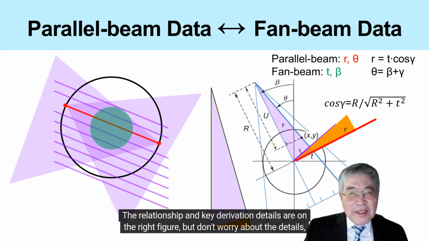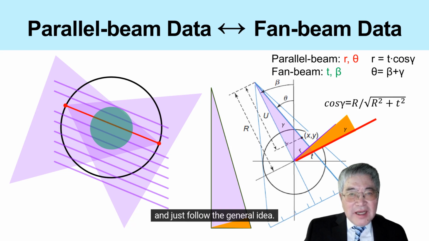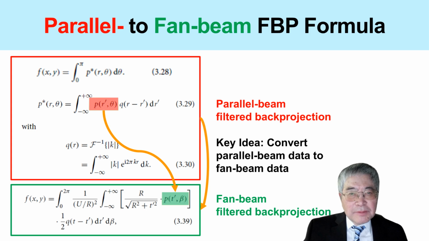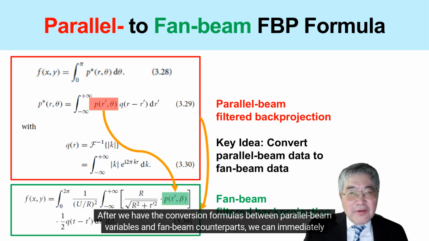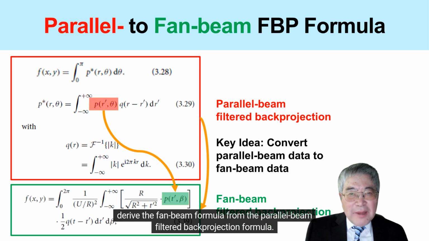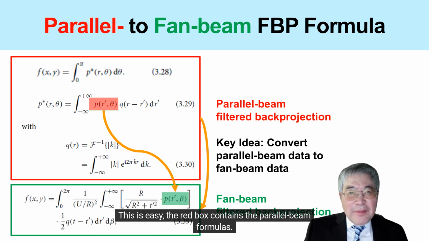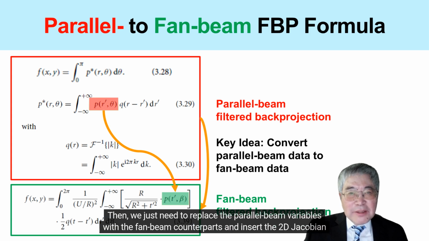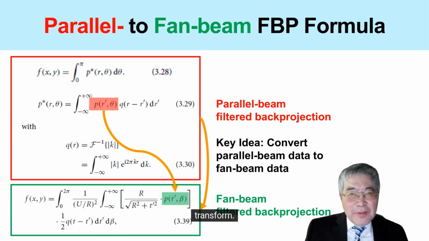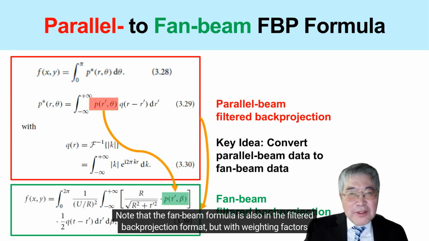The relationship and key derivation details are on the right figure, but don't worry about the details and just follow the general idea. After we have the conversion formulas between parallel beam variables and fan beam counterparts, we can immediately derive the fan beam formula from the parallel beam filtered back projection formula. This is easy. The red box contains the parallel beam formulas. Then we just need to replace the parallel beam variables with the fan beam counterparts and insert the 2D Jacobian transform. Note that the fan beam formula is also in the filtered back projection format, but with weighting factors involved.